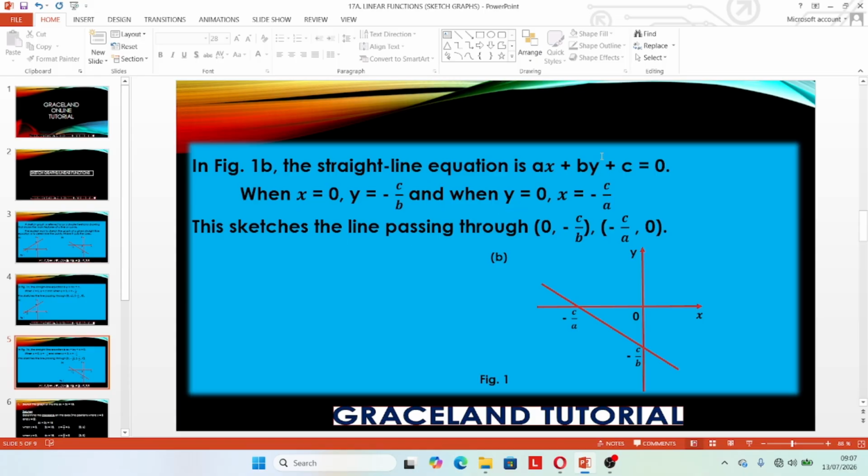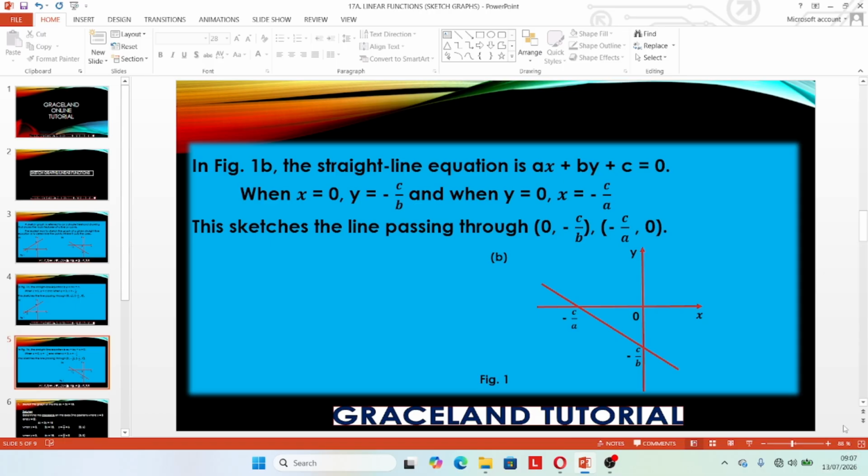And then if y is equal to 0, then by will turn to 0. So we are left with ax plus c is equal to 0. Then ax will be equal to minus c. After that, x will now be equal to minus c over a. So when y is equal to 0, x is going to be equal to minus c over a. So the sketch will be passing through the coordinates (0, minus c over b), and then (minus c over a, 0). Now, you use these coordinates to plot the graph.